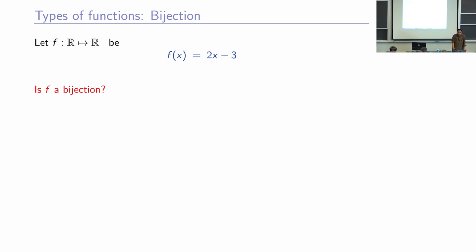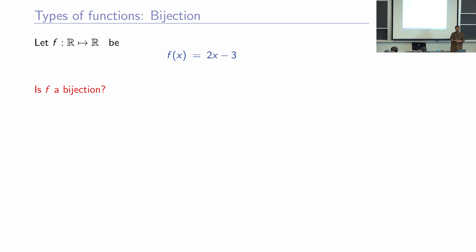f of x equals 2x minus 3 from real to real. Is this a bijection? Why is it not? Is it 1 to 1? Is it onto? Can two real numbers under this function have the same image? How would you prove it?